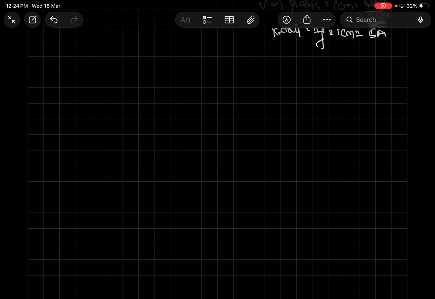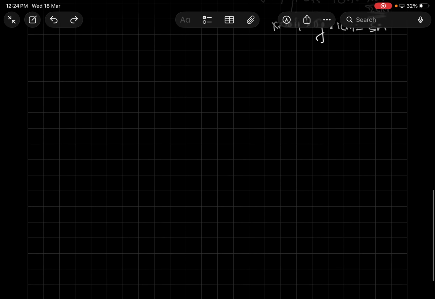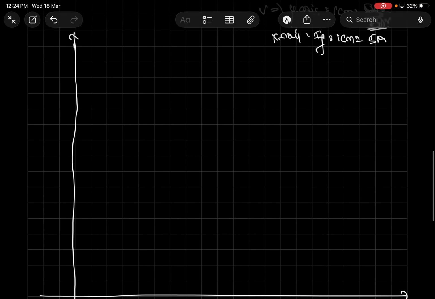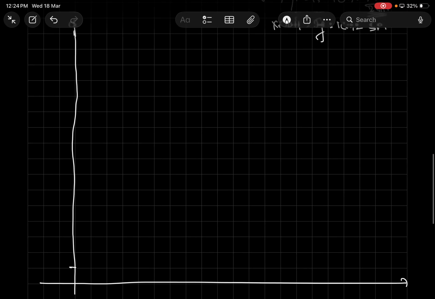Okay. I hope you're drawing the same here. Let's try to construct the graph. This is voltage. So what is the voltage here? I am taking in terms of 250, 500.